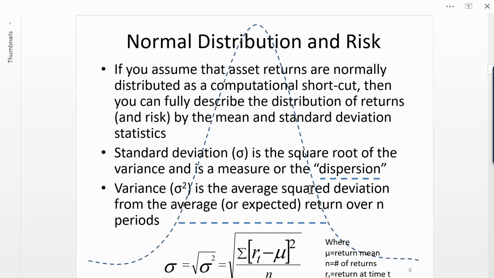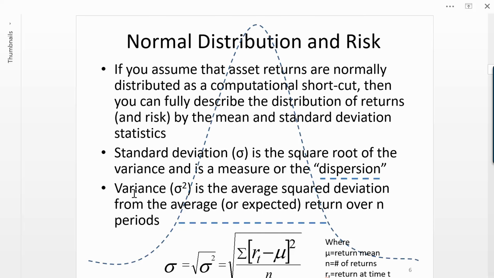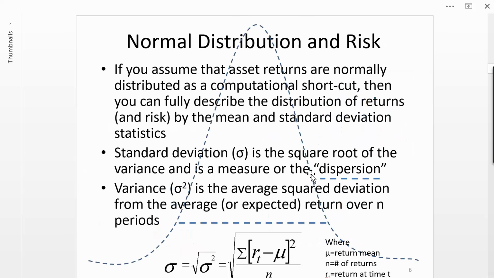Standard deviation is the square root of variance, and it's a measure of dispersion around the mean. Variance is the average squared deviation from the mean. So if I took each one of these values, say for stocks, and took the distance between, say, this return here and the average and squared it, and took the average of all the squared deviations from the mean, that would be the variance. Take the square root of that, and that's the standard deviation.